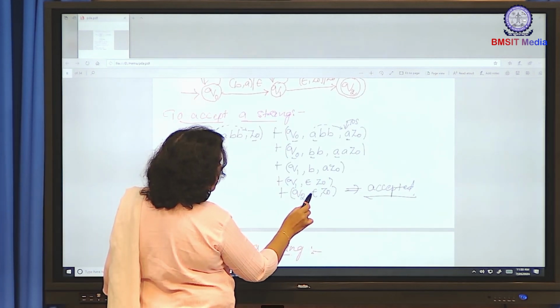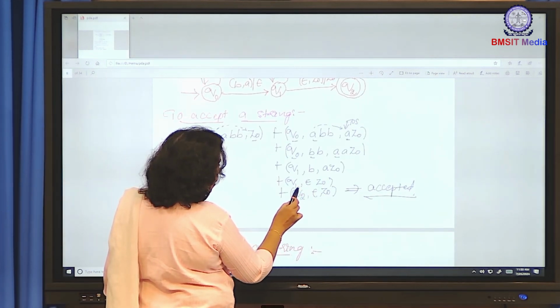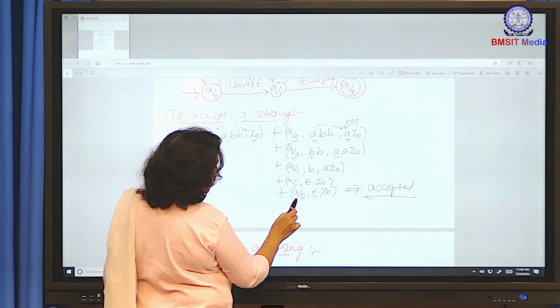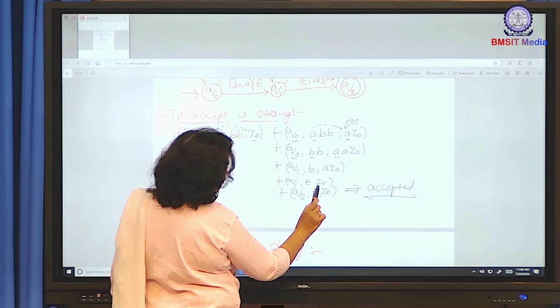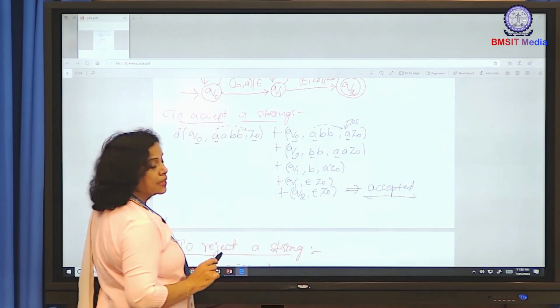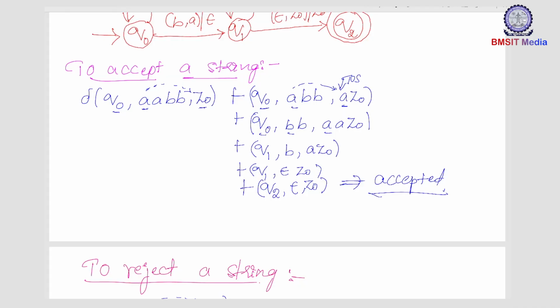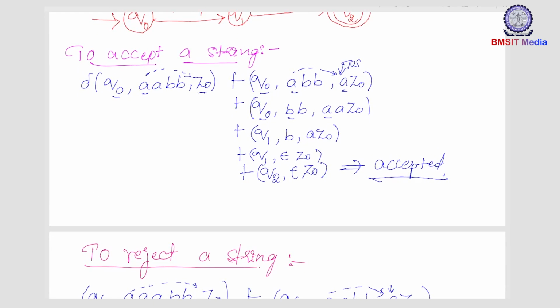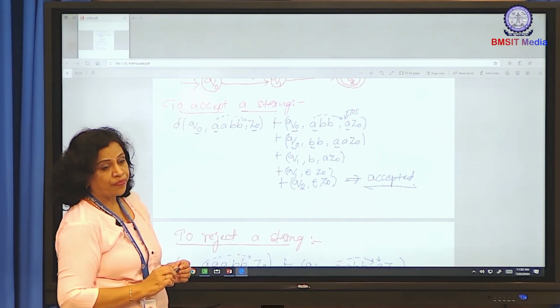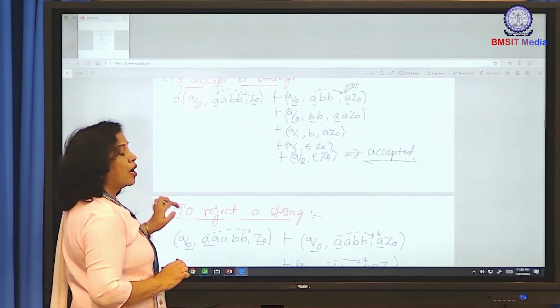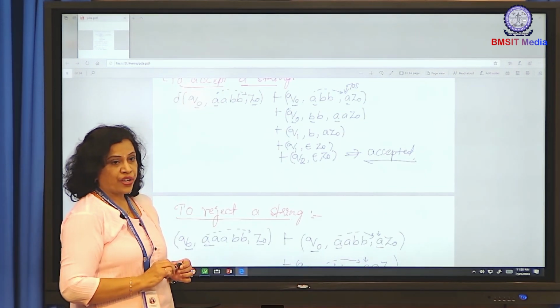So this input epsilon remains epsilon. There is a change of state to Q2. Z naught is not popped; we keep Z naught as it is. The input is accepted. So this is how we make the moves in a PDA, and we have accepted the string. So we can also see how to reject a string.